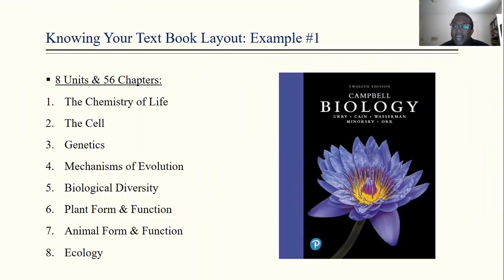So before we dive in discussing those 3 strategies, it's important that you understand your textbook's layout. This is because many textbooks provide you with the tools you need to perform effectively on your exam. So let's take a look at the first example, the assigned textbook for General Biology 1 and 2. This textbook holds a total of 56 chapters broken down into 8 separate units. Over the course of the 2 separate semesters, you will learn the information presented in all 8 of these units.